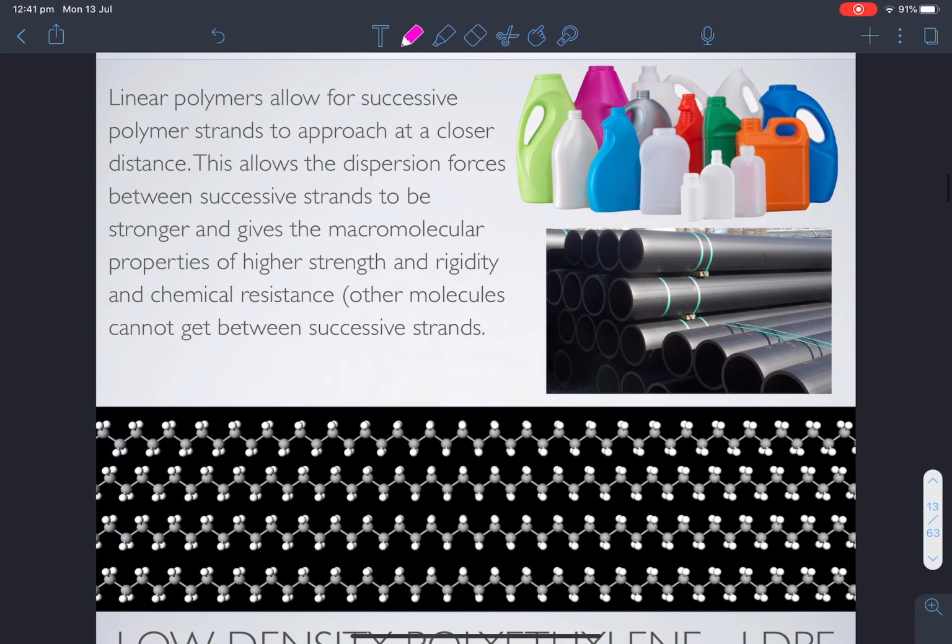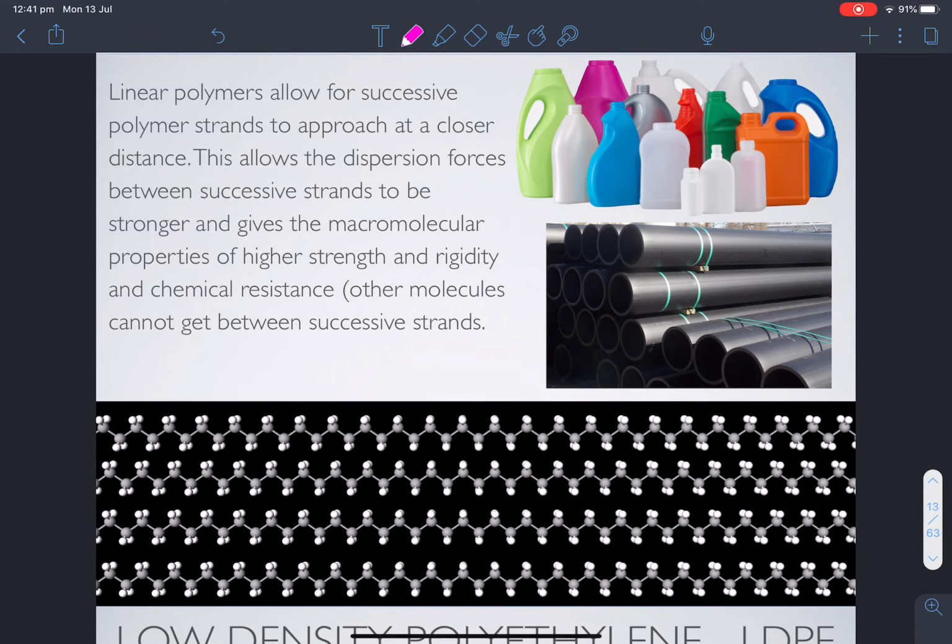So linear polymers, like I've got down here, these long chains that are close to each other, can approach closely. So it allows the dispersion forces between the two strands to be quite strong because they're quite close. So even though they're alkanes, they are long enough that the dispersion forces are so hard to overcome that at standard temperature and pressure, these things are solid.